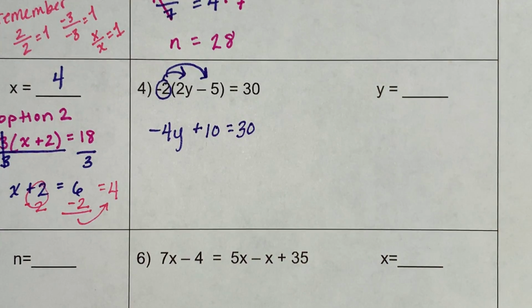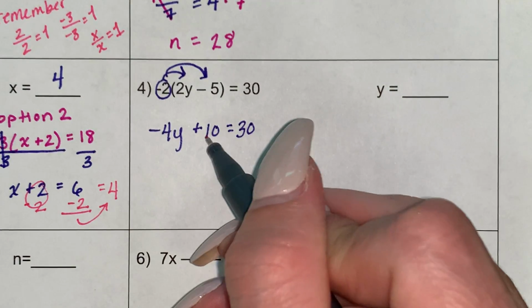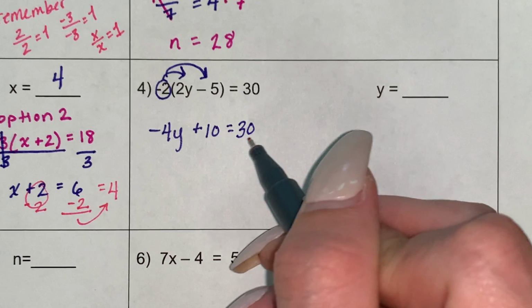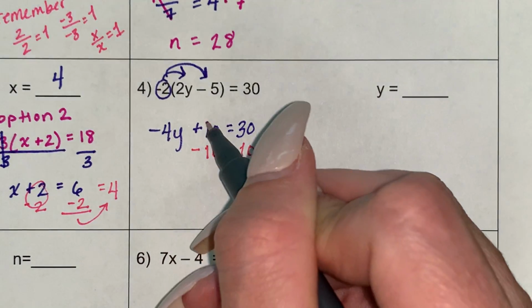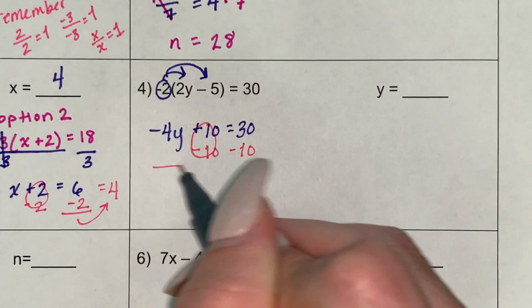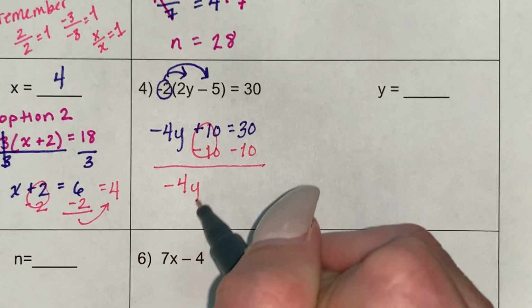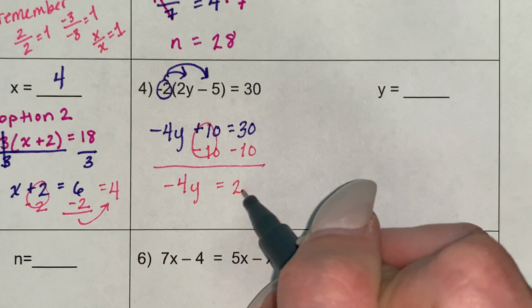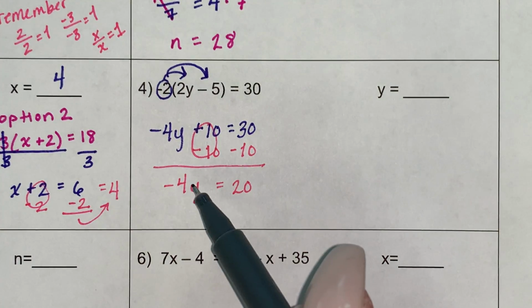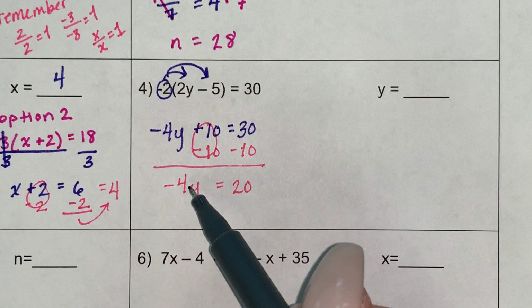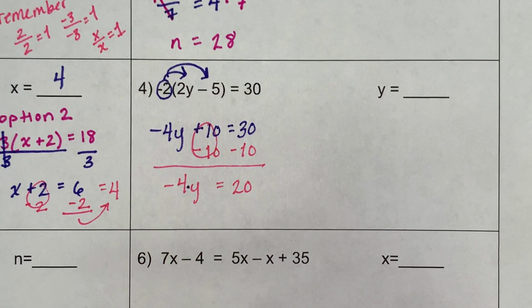And then because I want to get the like terms over on the same side of the equation, I'm going to move that 10. I'm going to zero it out by doing minus 10. And then I end up with 30 minus 10, which is 20. And then here, this is actually negative 4 times y.